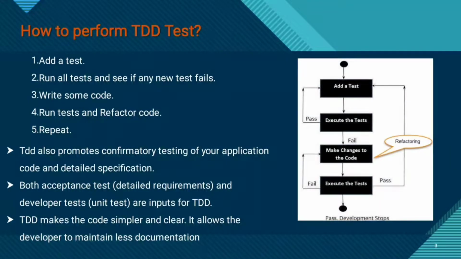How to perform a TDD test? To perform a TDD test, we have to add a test and run all the tests and see if any new test fails. If it fails, we have to write new code. Write some code, run the test, refactor the code, and repeat this cycle. See this right side picture. This helps to understand easily.